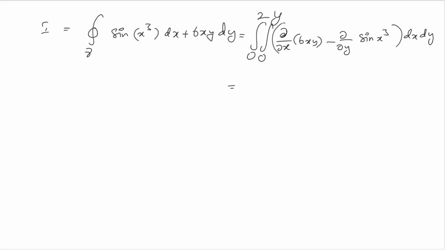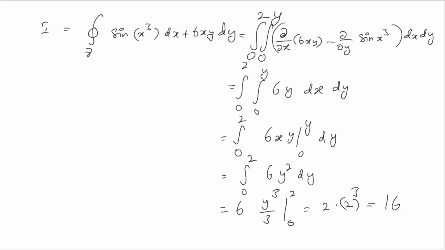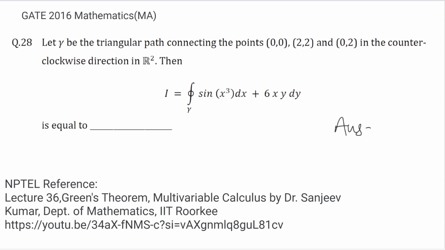Hence in total we get this integration as the integral from 0 to 2, integral from 0 to y, of 6y dx dy. Hence this is the integral from 0 to 2 of 6xy over the limits 0 to y for x, dy. So we get the integral from 0 to 2 of 6y square dy, which is 6 times y cube divided by 3 over the limits 0 to 2, and hence this is 2 times 2 cube, which is equal to 16. Hence the answer is 16.